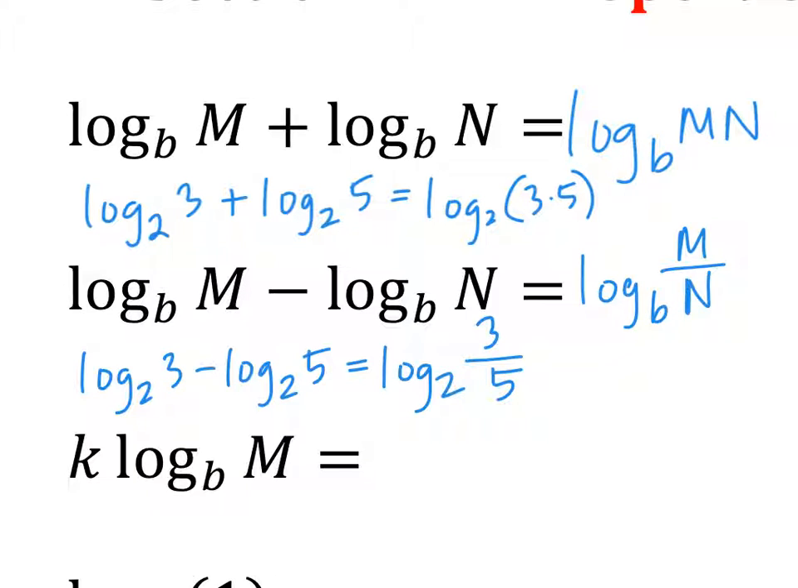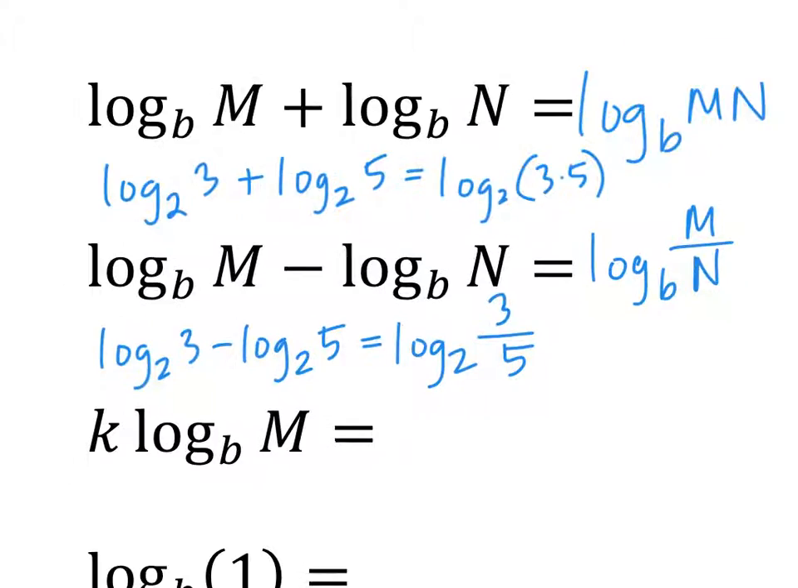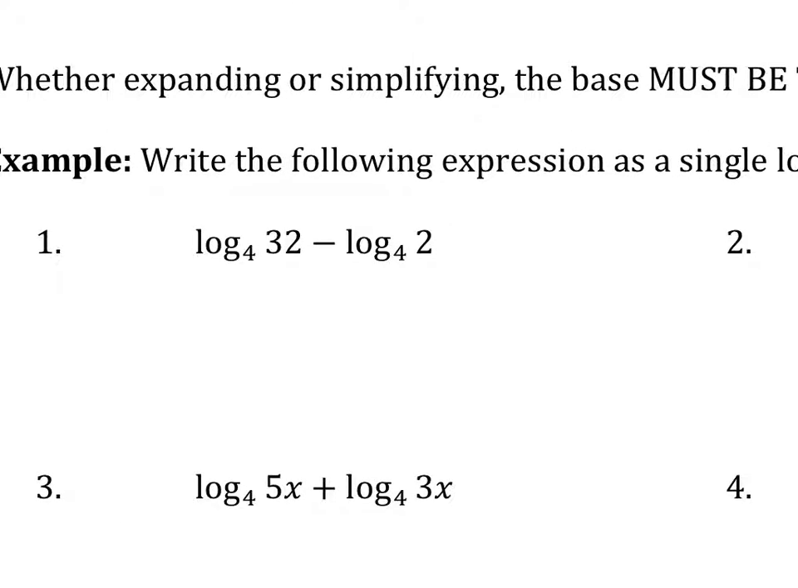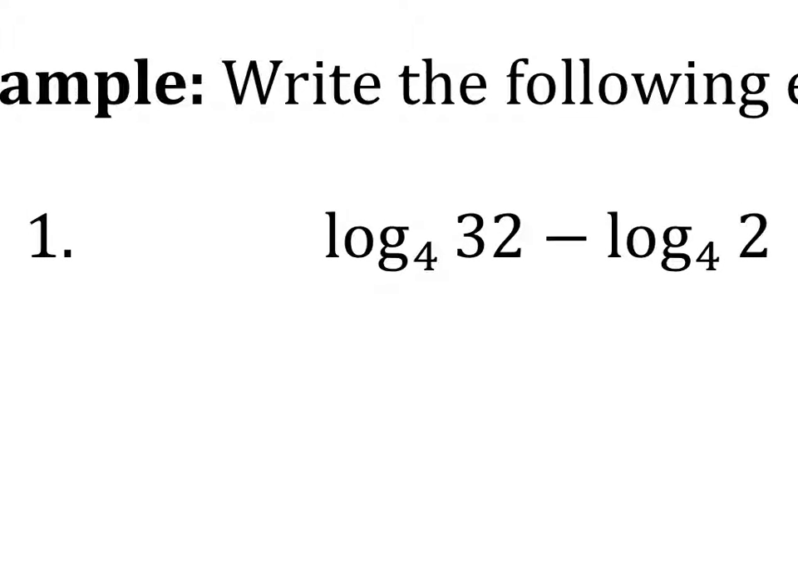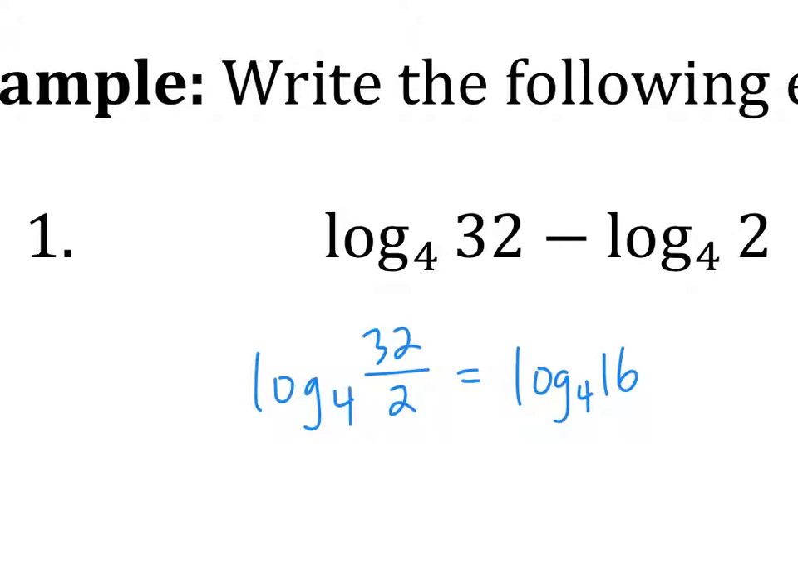All right, let's do some practice. Write the following expression as a single logarithm. Basically, they don't want two logs, they don't want three logs, they just want one log. So you're going to have to combine it together. Number 1, log base 4 of 32 minus log base 4 of 2. Can we combine them together? Yes. Why? Same base. What can we do? There's a minus sign, so minus sign says we can divide. So log base 4 of 32 divided by 2. You can leave it like that, or you can simplify it a little bit and leave it as 16.